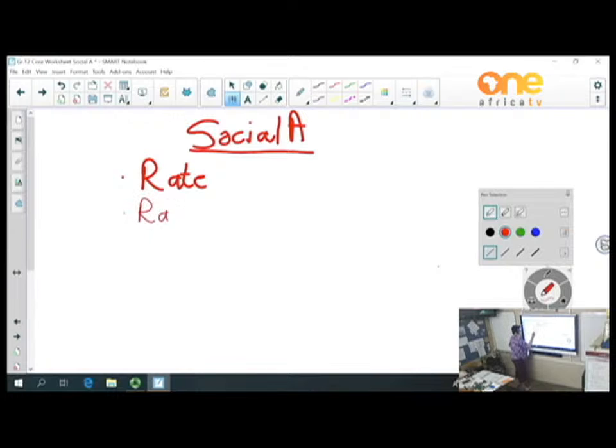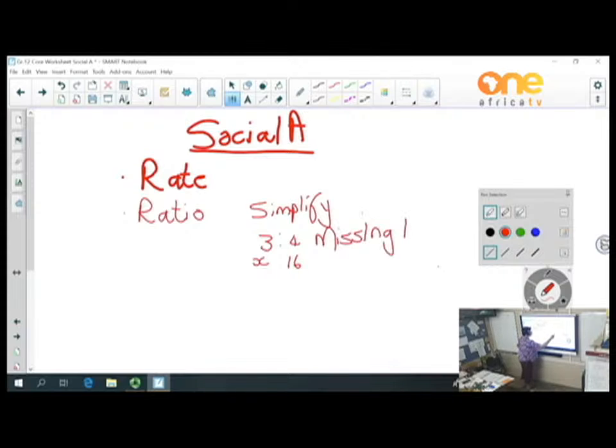Then ratio. Now there was 4 methods of ratio that you learned. To simplify it in a certain ratio. Missing terms, where we say the boys to the girls is in the ratio 3:4, for instance. And there are 16 girls. How many boys are there? So this is missing terms. You have one of the terms you have. The next one is when we share in a certain ratio. So if we share in the ratio 3:4, then we have to add that ratio. So the one gets 3/7 of something, and the other one gets 4/7 of something.